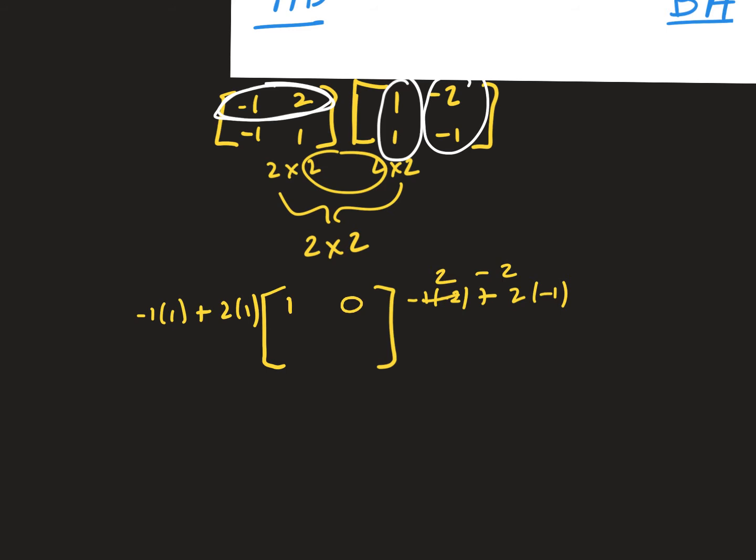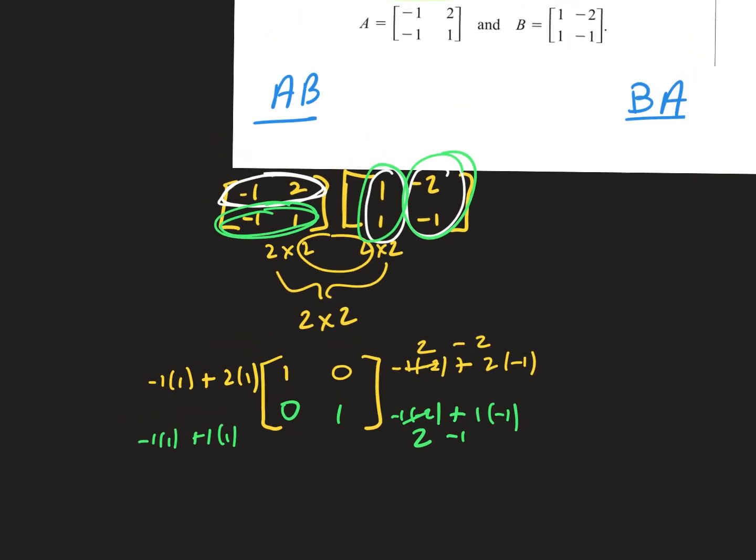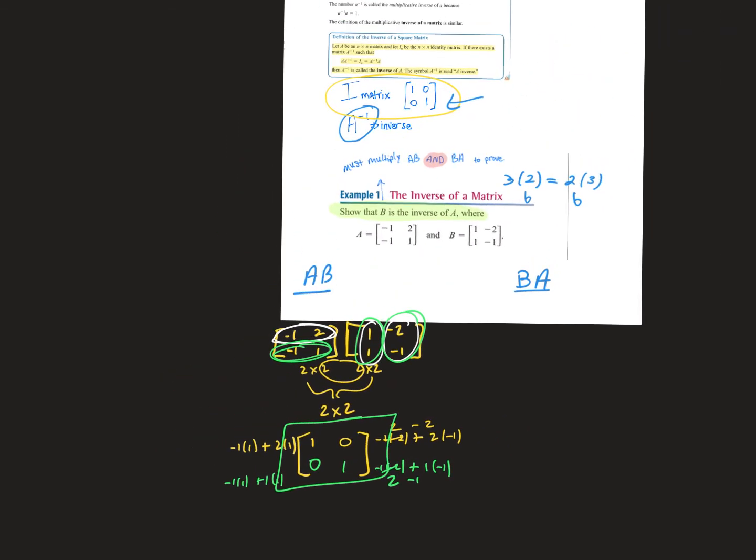All right, so now we're going to go second row, first column: -1 times 1 plus 1 times 1. What's -1 times 1? And -1 plus 1 is 0. And then I'm going to take second row, second column: -1 times -2 plus 1 times -1. What's -1 times -2? 2, and then 2 minus 1 is 1. When I multiplied A times B, did I get the identity matrix? Does it look like this?